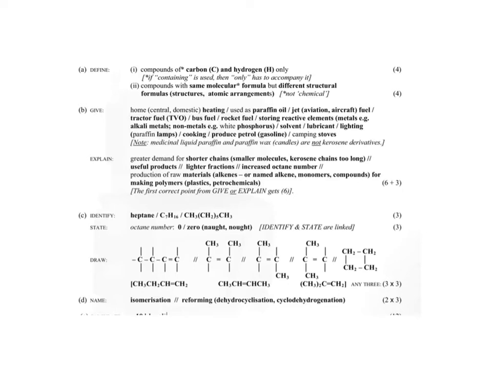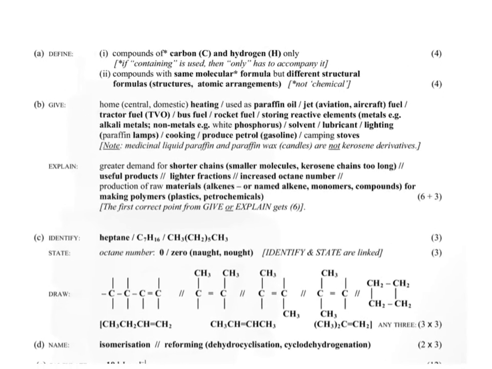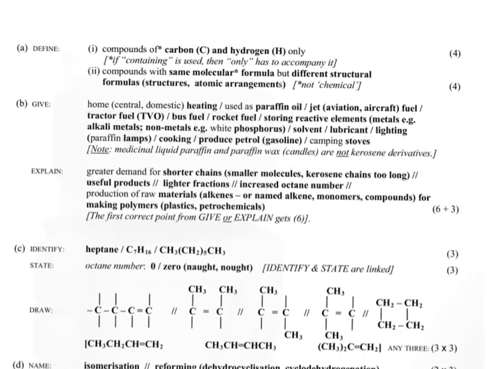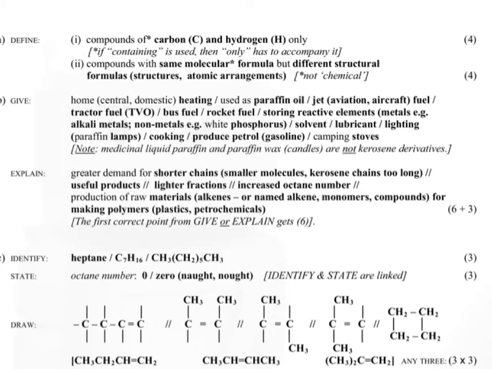So hydrocarbons are compounds of carbon and hydrogen only, and you can see carbon and hydrogen are in bold there, so you really needed to have them. And a structural isomer is a compound with the same molecular formula but different structural formula, both of those for 4 marks. Part B, you had to give a use for the kerosene fraction obtained when crude oil is fractionated.